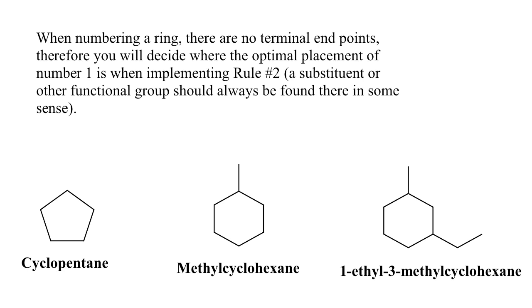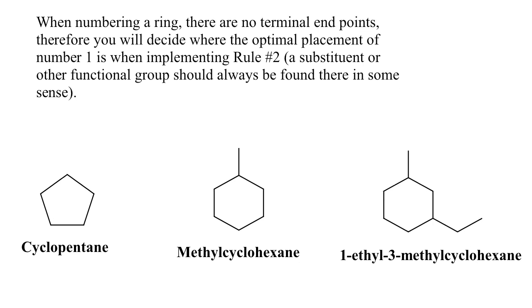So 2 major points here. Number 1, you're now going to put cyclo in front of your parent chain. And number 2, you are going to start numbering from wherever the optimal place is. You're no longer stuck with having to number at one end of a chain versus another. So those are 2 major differentiations that come about when you're dealing with cyclic compounds.